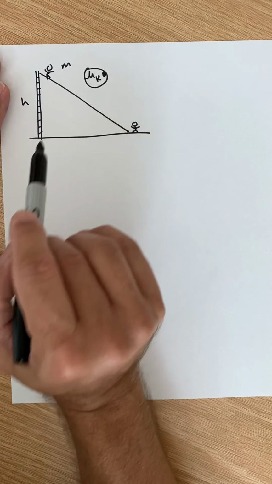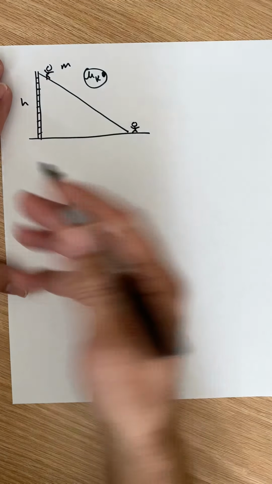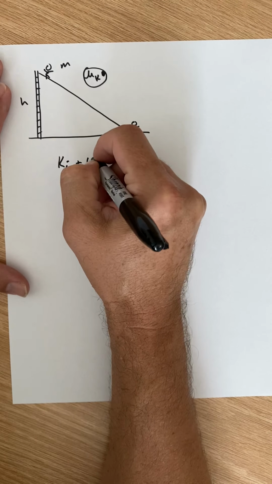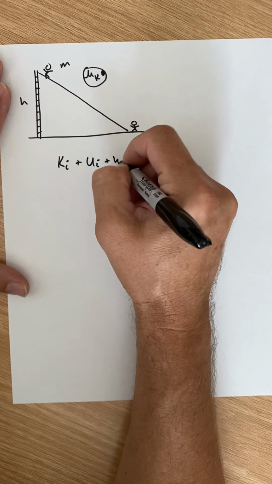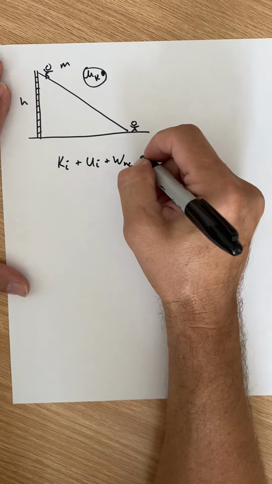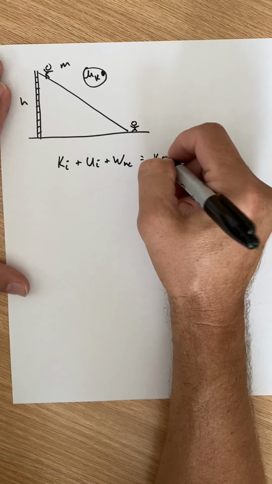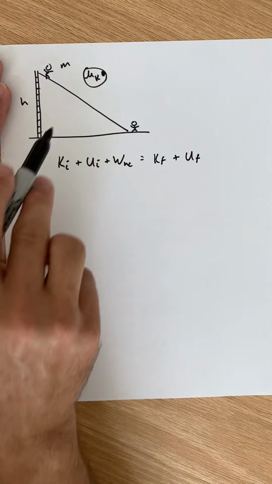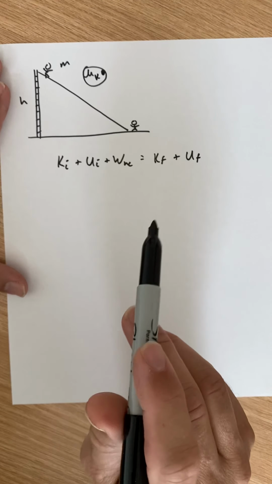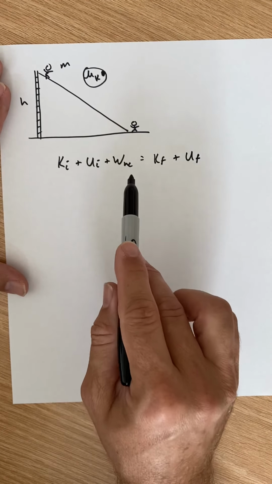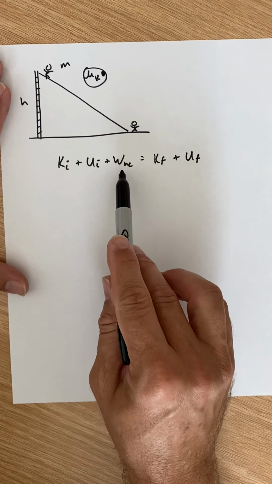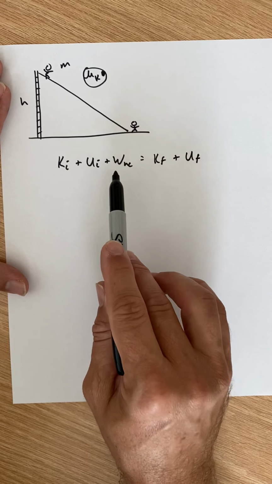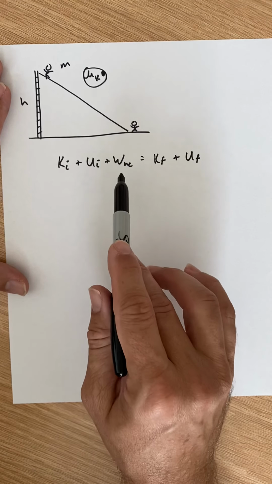All right, so what do I have going on? If I'm going to have friction, first of all, let me write down conservation of energy. Initial kinetic plus initial potential plus work due to non-conservative forces is equal to final kinetic plus final potential. In this case, I've got friction. Friction is a prime example of a non-conservative force, and so I'm going to have a term here. Before, when I had no friction, this term was 0, but now I've got to figure out what the work due to non-conservative forces is.